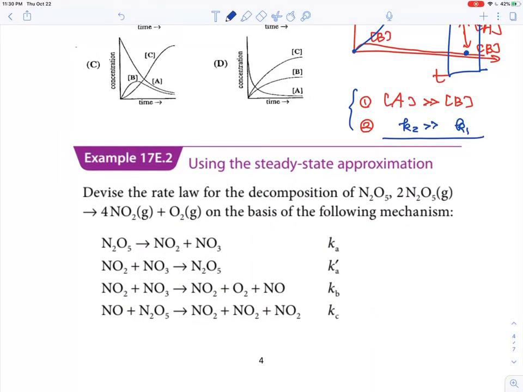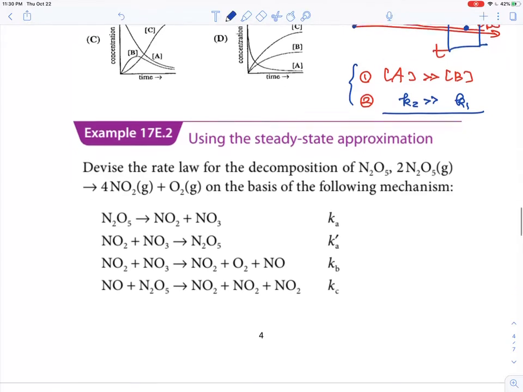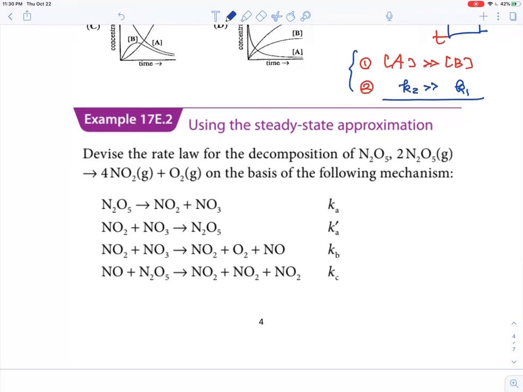This is one of the well-known examples, because people study this one for understanding air pollution and so on. Let's write it one more time. The rate law of the decomposition of N2O5, and then we can write an equation that looks like that. So the net equation is 2N2O5 becomes 4NO2 and an oxygen molecule.